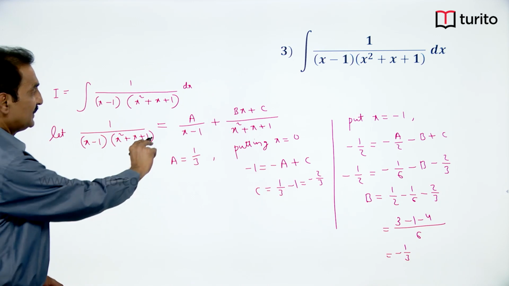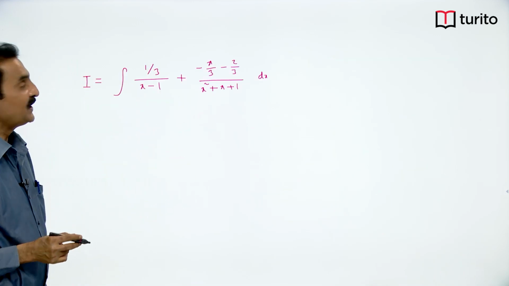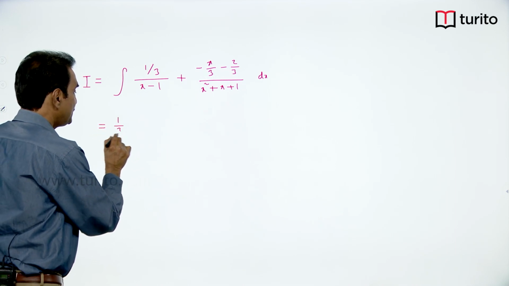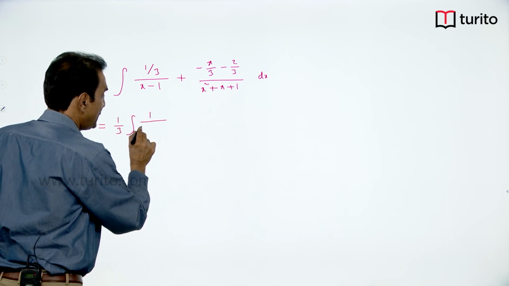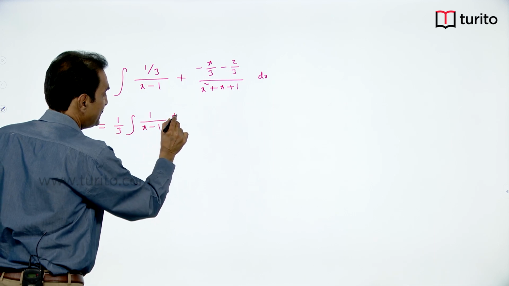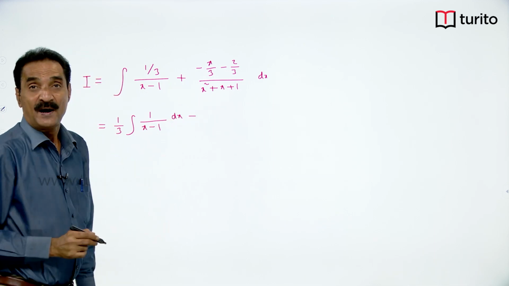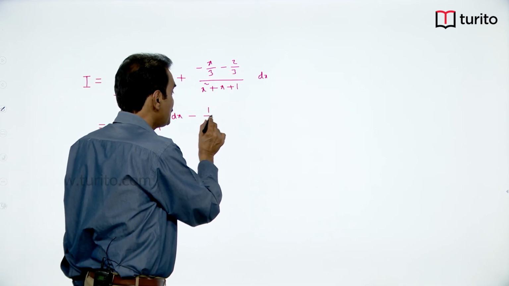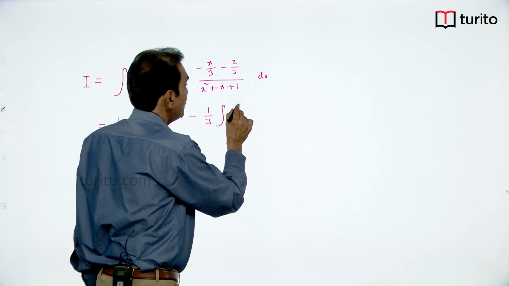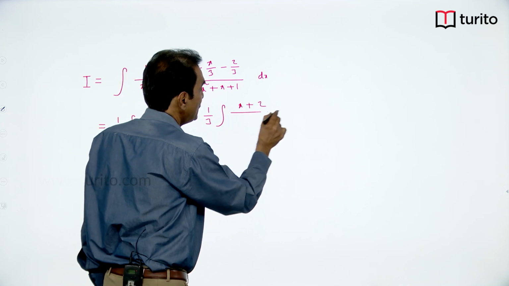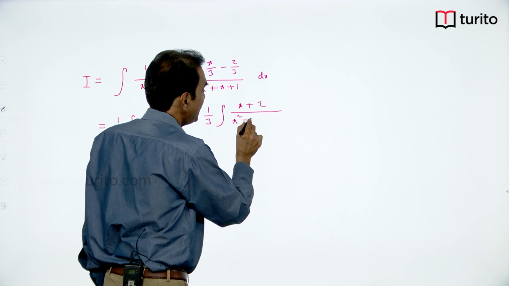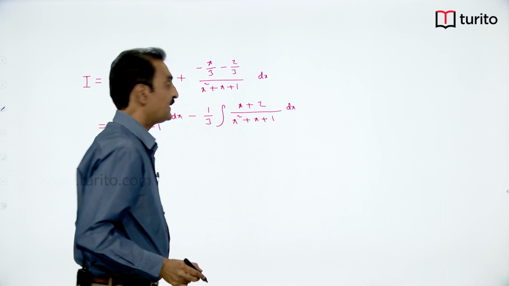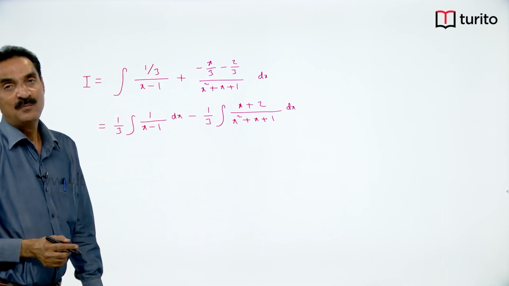Okay, this one. Now, how to integrate it? Let us separate the integrals. Taking 1 by 3 common, it is 1 by 3 integral 1 by x minus 1 dx minus 1 by 3 into integral x plus 2 upon x square plus x plus 1. The first one is log mod x minus 1.